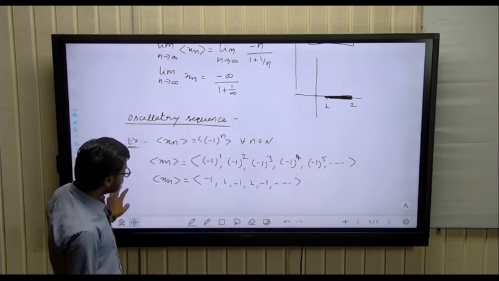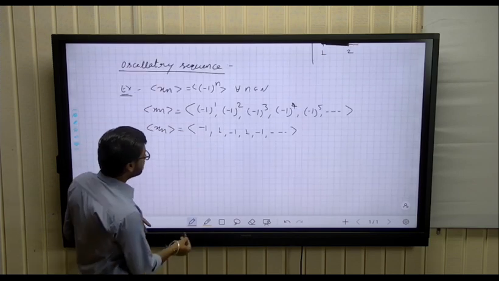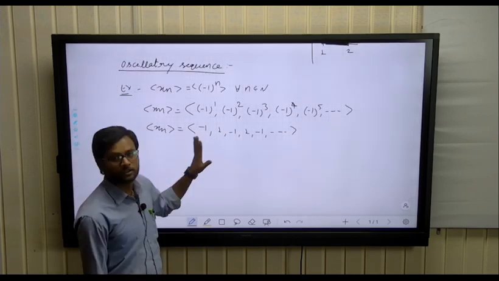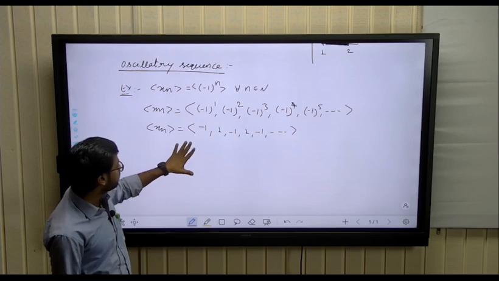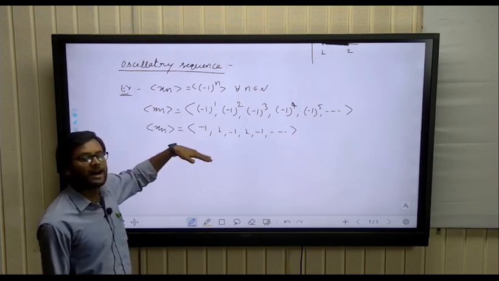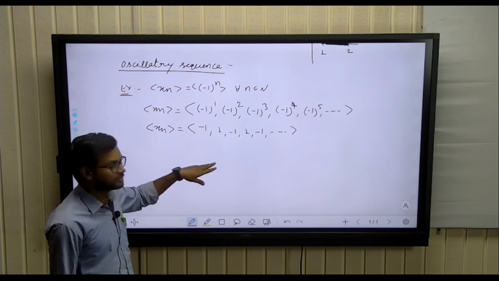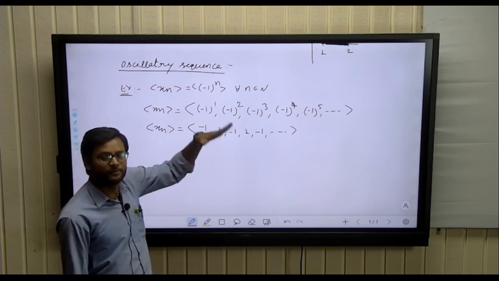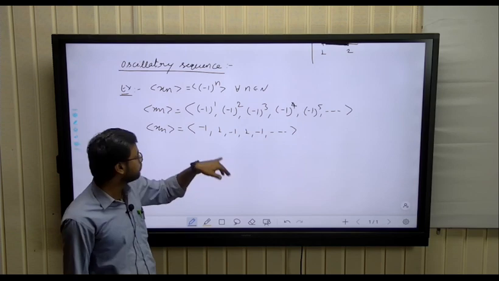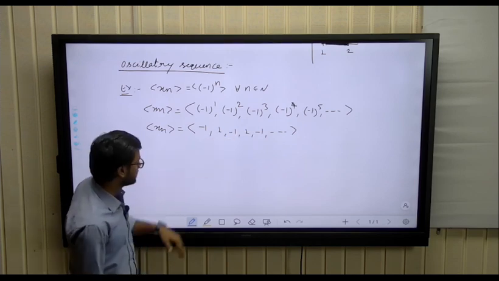Now here you notice that the terms of the sequence lie between minus 1 and 1. The lowest term of this sequence is minus 1, and the highest term is 1. So here we clearly notice that the terms of the sequence lie between two numbers, minus 1 and 1.